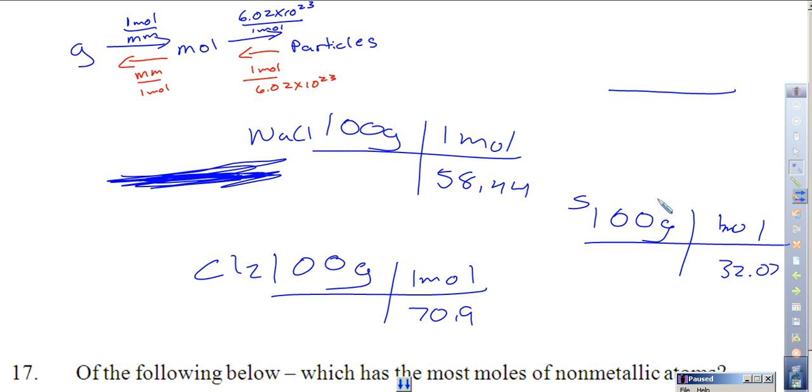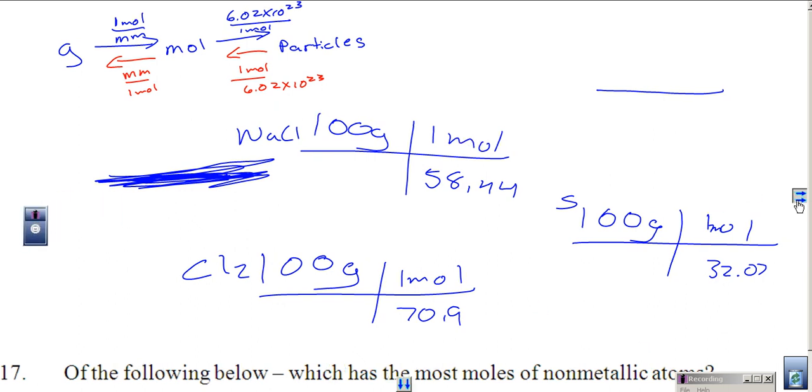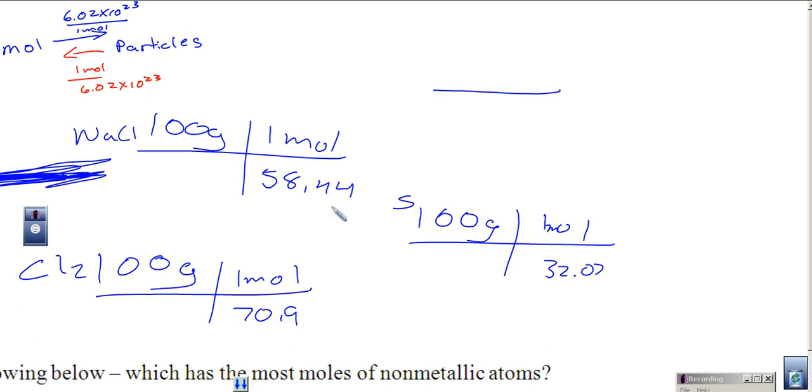Which one of these is going to give you the biggest number? 32. Why? It's dividing by the smallest number, right? So this one is going to give you the largest. Which one's going to give you the smallest? 70. Alright, so do this in your calculator.